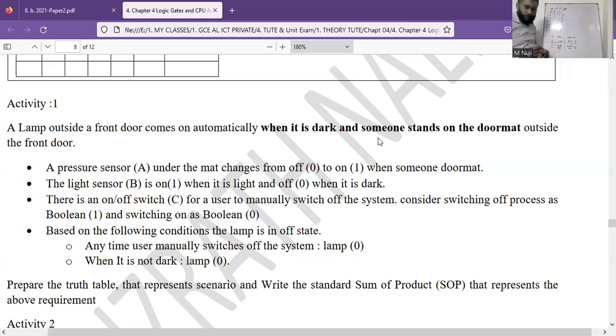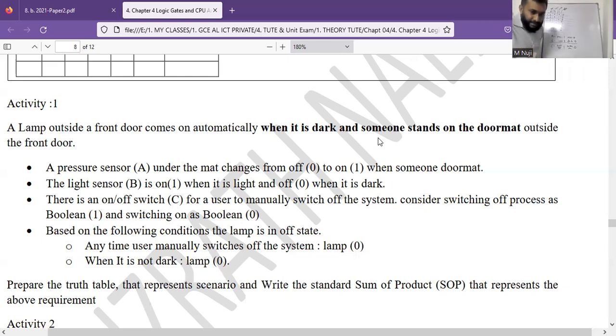Let's check other points also. According to the first line, the bold letters, it is mentioned that when it is dark, this is the dark area, then one is the pressure area. This is the dark area, pressure area. Okay, fine. So is there any criteria?